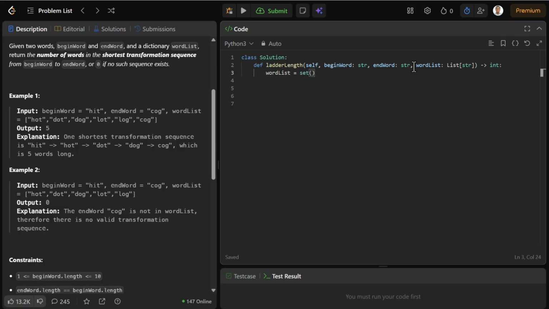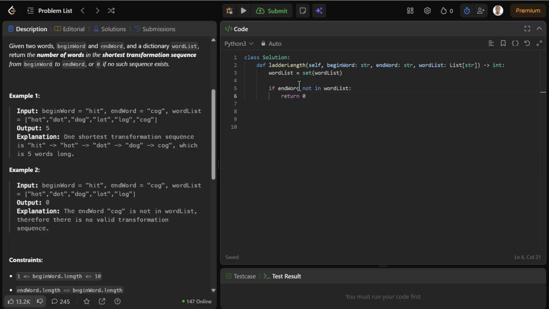So I can say word list in set of word list. This line of code just converts my given word list to a set. So then I can look up. What do I want to look up? I want to look up if my endWord is not in the word list. So I want to return 0.